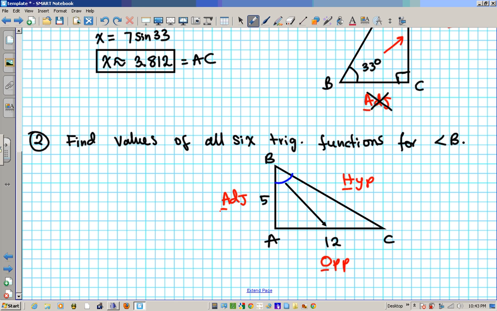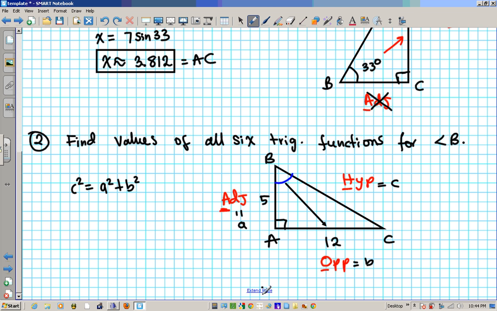Now, we need all 6. We know the opposite and adjacent, but we need to find the hypotenuse. How do we find the hypotenuse? Since this is a right triangle and we have 2 sides, we can use the Pythagorean theorem. The longest side is always the hypotenuse, so this is c. And this one can be a or b, it doesn't really matter. Since this is big B, let's call this little b, and let's call this right here little a. This is for the Pythagorean theorem. The Pythagorean theorem tells us that c squared equals a squared plus b squared. We need all 3 sides so we can use SOHCAHTOA.